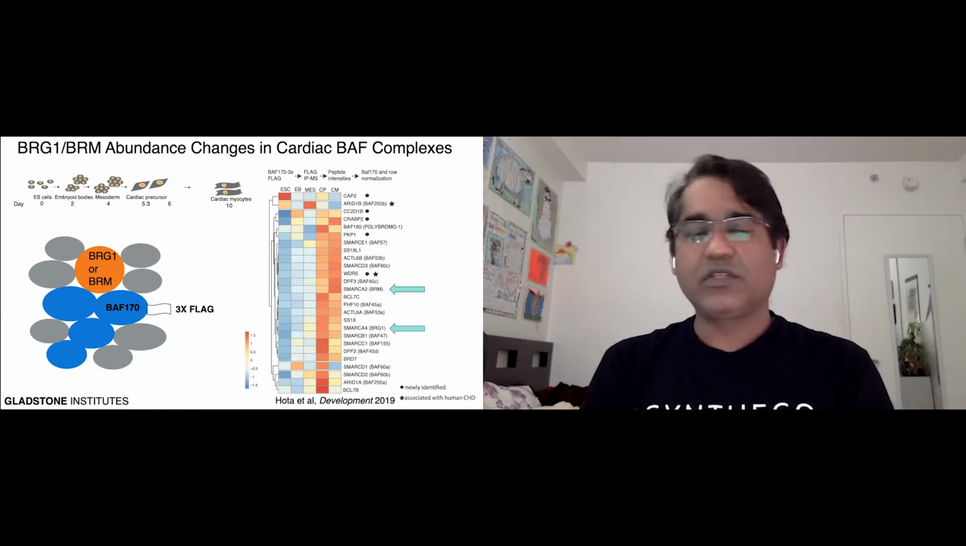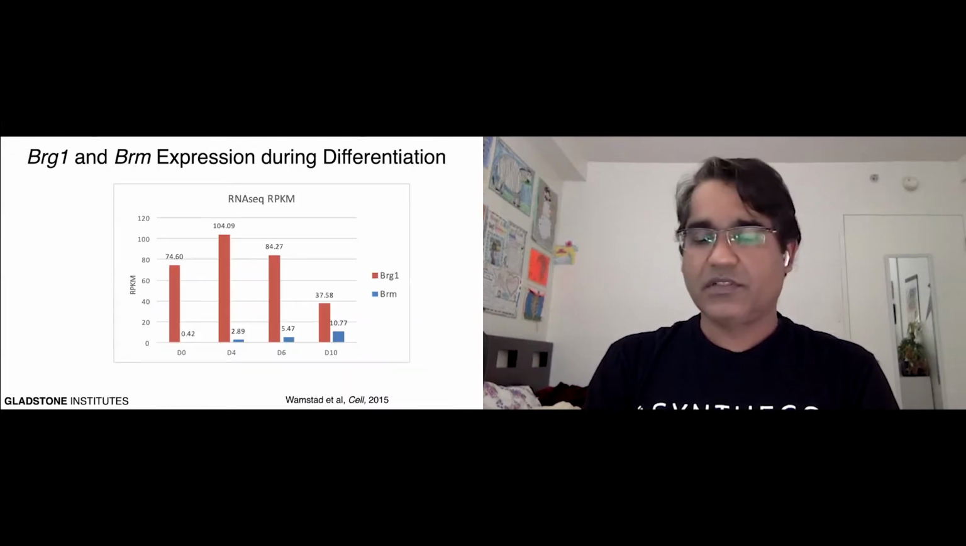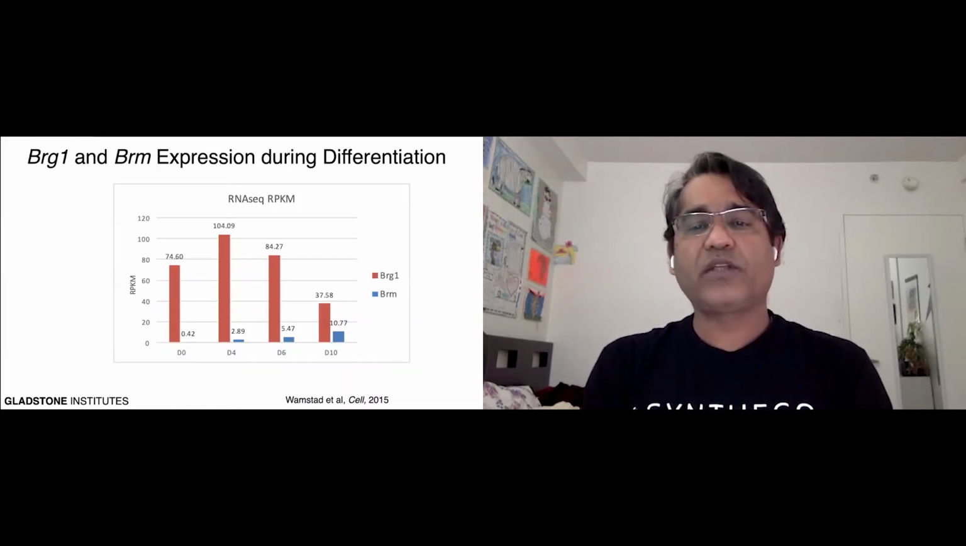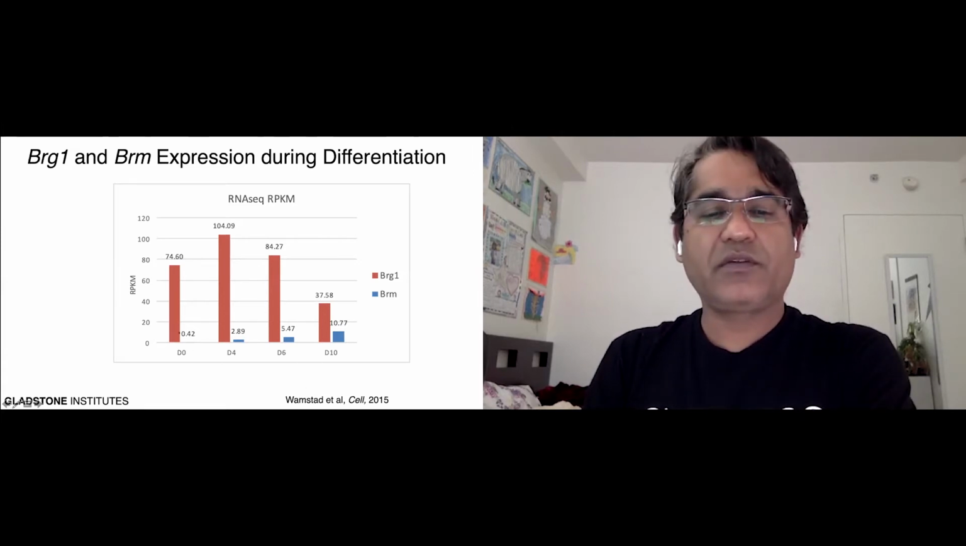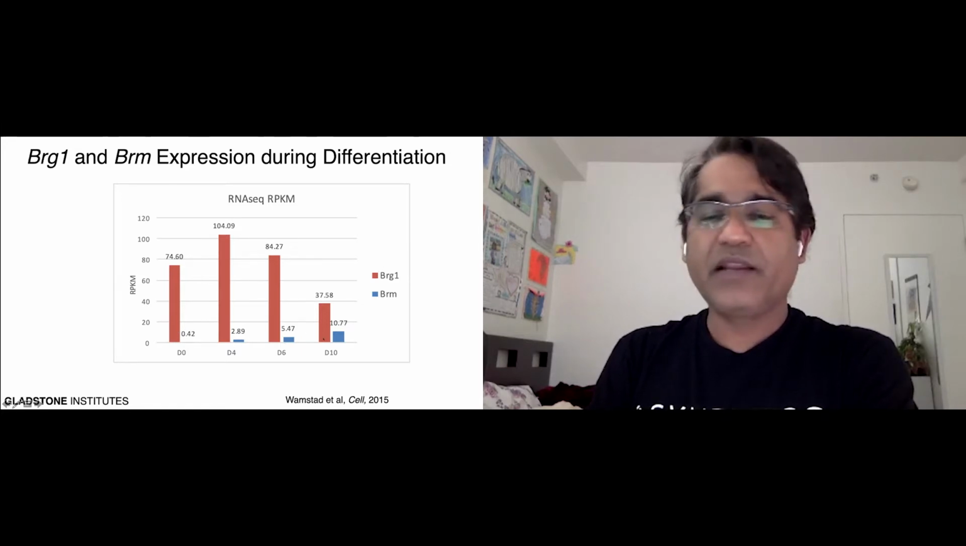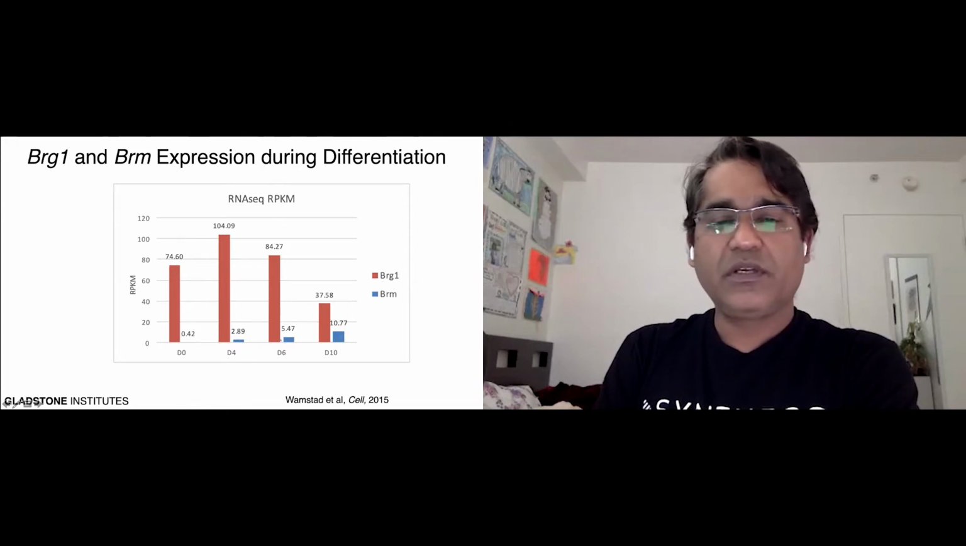So we started with simple experiments. I'd like to first give what its relation with BRG1 is. You can see that this is a graph from Jeff Armstead's Cell paper, where I'm showing the expression of BRG1 in red and BRM in blue. You can see that BRG1 is highly expressed, whereas BRM just starts to express from day 4 at very low levels, and gradually increases.